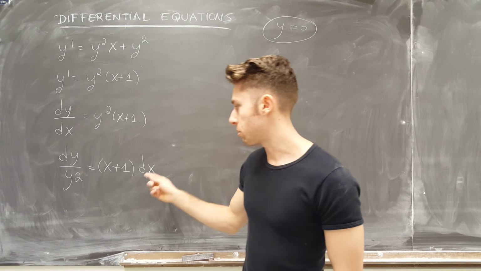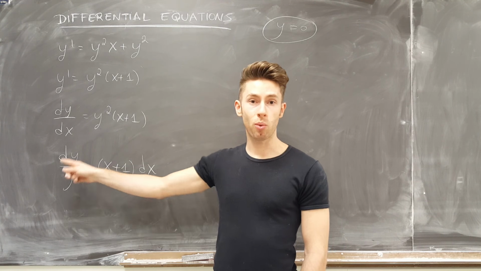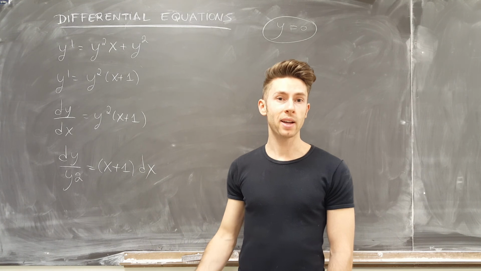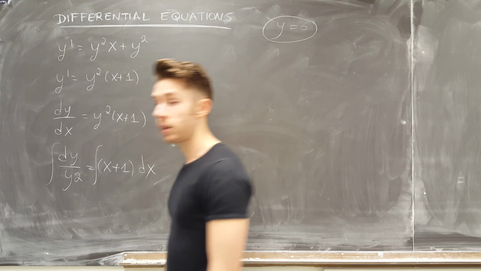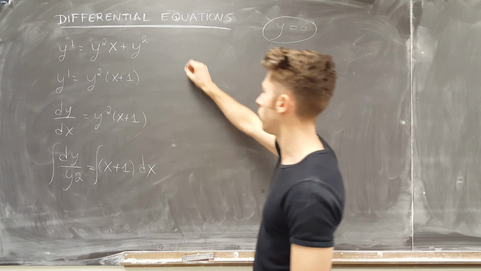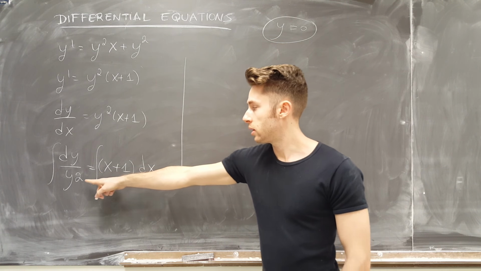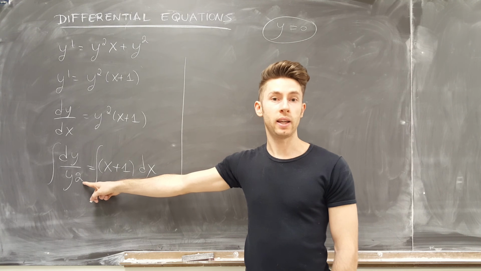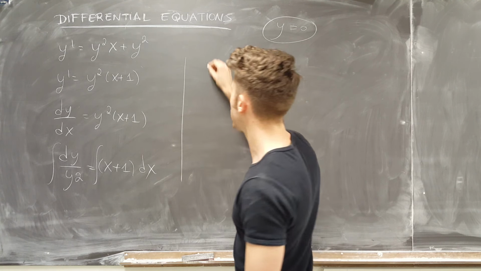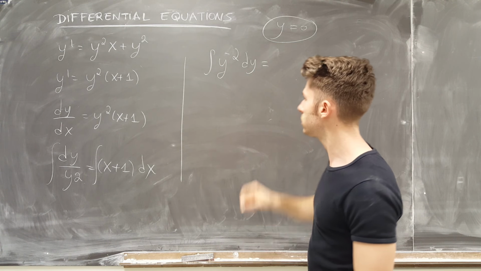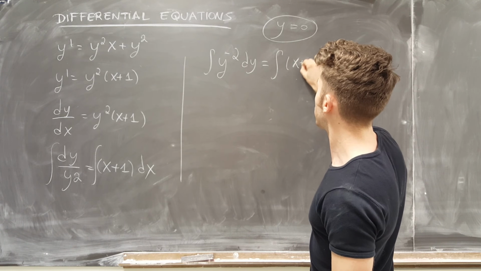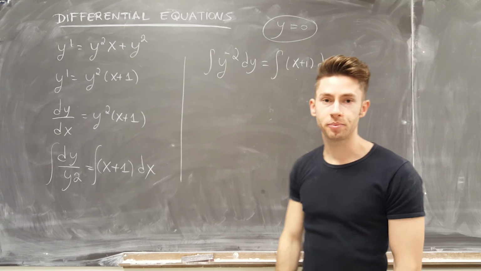Okay, great. Now I separated the variables. Here everything is in terms of y, and here everything is in terms of x, so I can integrate both sides. And now I'm going to move over here. So this is 1 over y squared. It's going to integrate as a power. I'm going to rewrite it as y to negative 2 dy equals integral of x plus 1 dx.